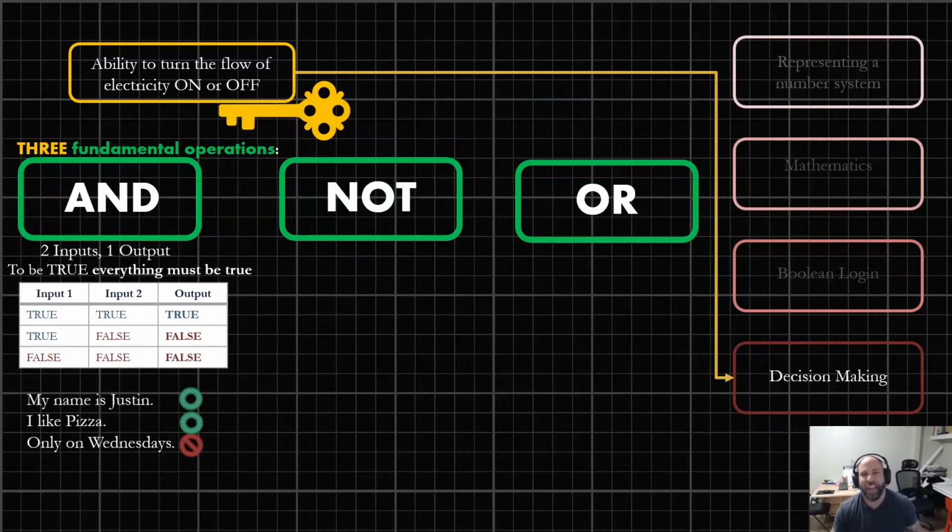And let me try to give you an example. Let's say we're doing an AND operation on me. My name is Pizza. Excuse me, my name is Pizza.